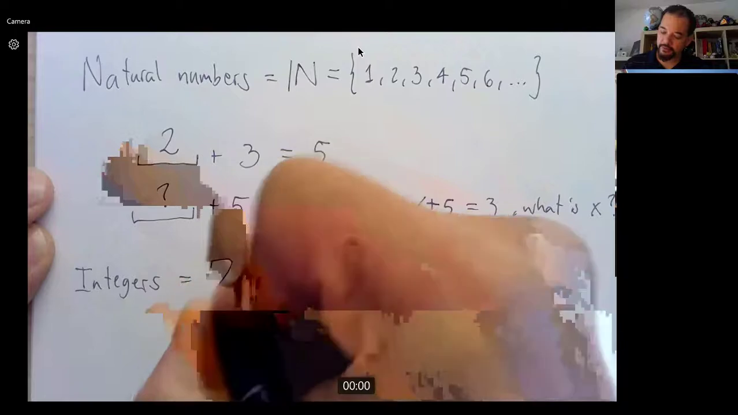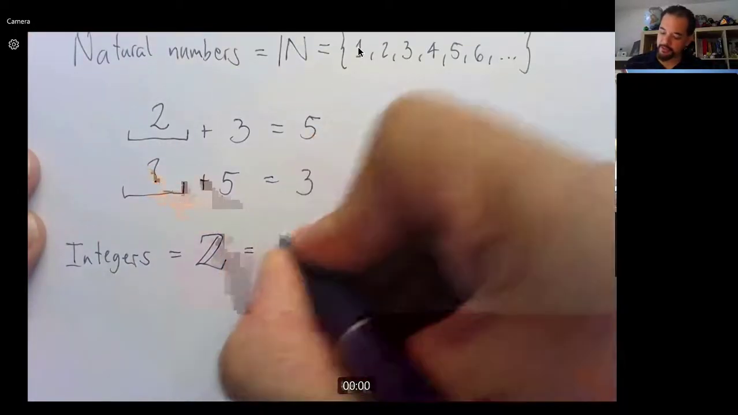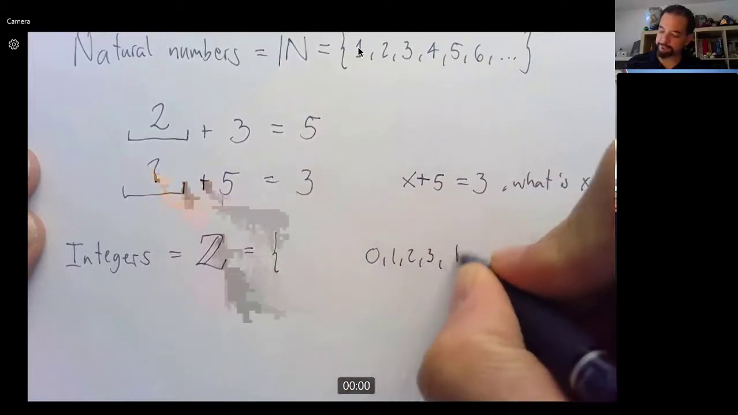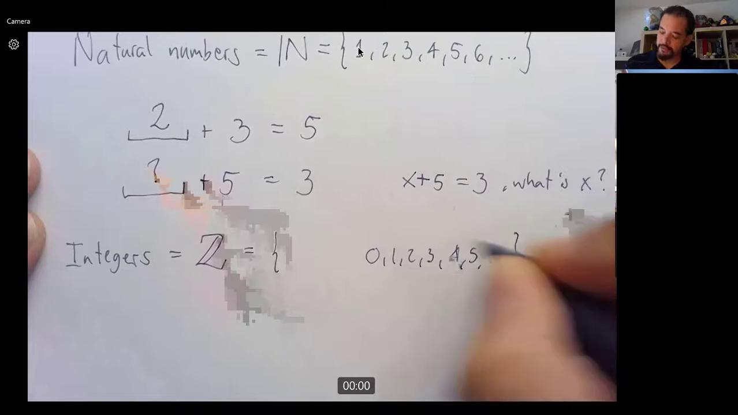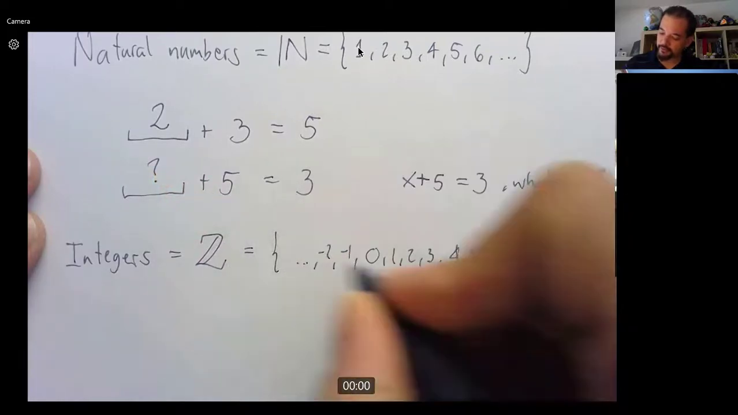And the integers, we use this blackboard letter Z, and it consists of 0 and the natural numbers, as well as -1, -2, etc. All the negatives of the natural numbers.